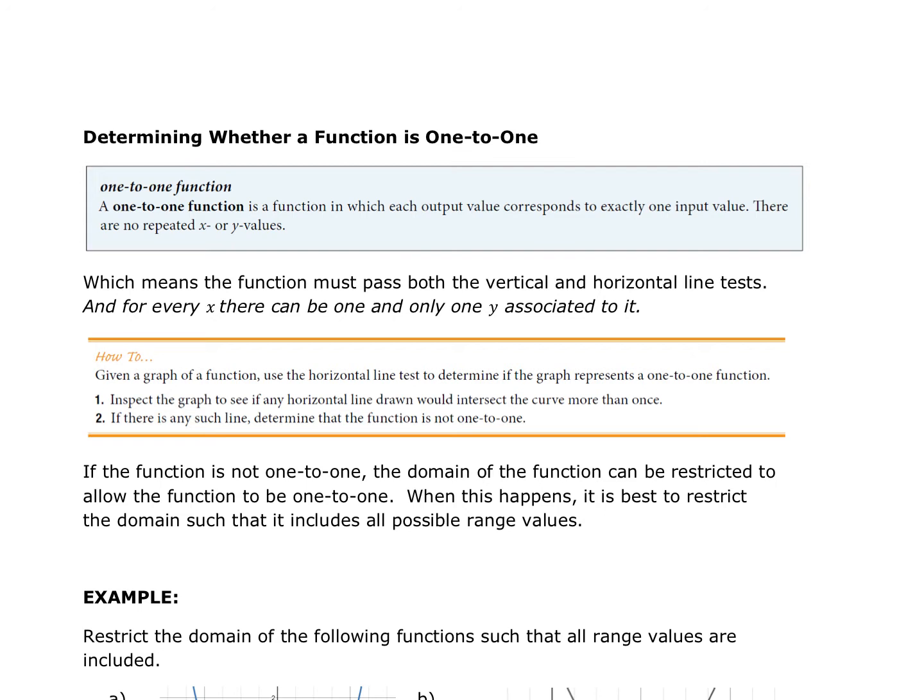A one-to-one function is a function in which for every x there's only one y, and for every y there's only one x. So not only does it have to pass the vertical line test to make it a function, it now has to pass the horizontal line test to say that it is a one-to-one function. If you are given a graph and you're trying to determine whether or not it's one-to-one, drop a vertical line anywhere on there and a horizontal line anywhere on there. And if it only touches the graph once, regardless of where you put those vertical and horizontal lines, then it is a one-to-one function.